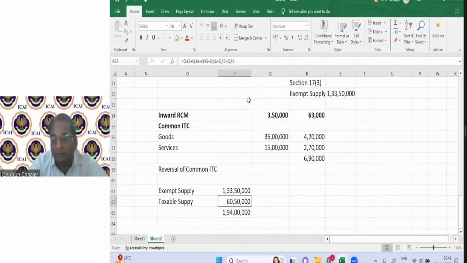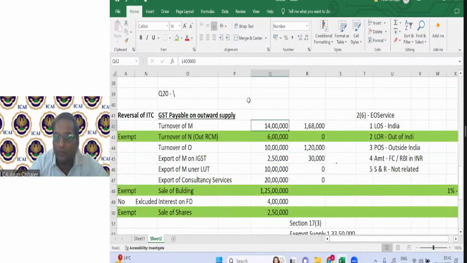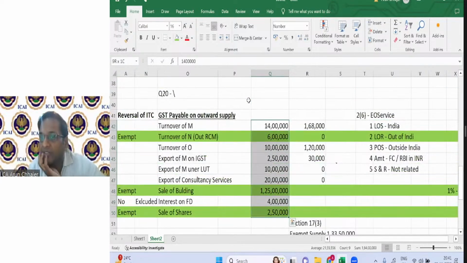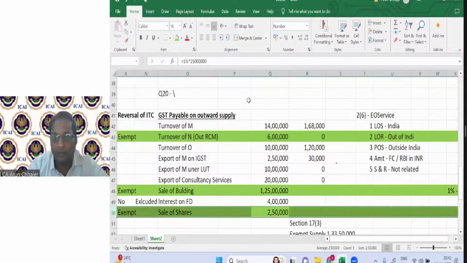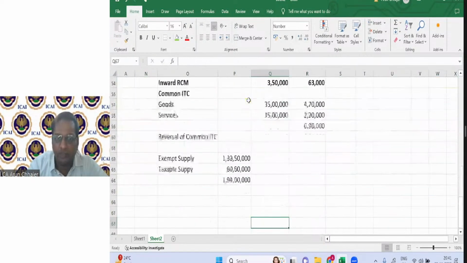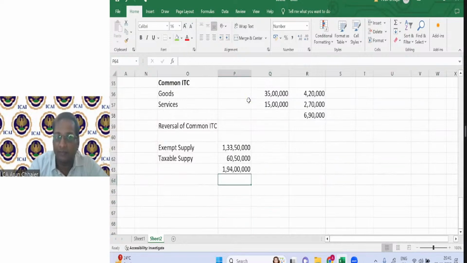देखिए अभी मैंने क्या किया. See, I can calculate in this manner. What is my total outward supply? Total outward supply is 1,94,00,000. How much is the exempted? Exempted outward RCM, sale of building to the extent of the turnover of 1% value, and sale of security 1% we have taken. So this much of the exempt supply and rest are taxable supplies.